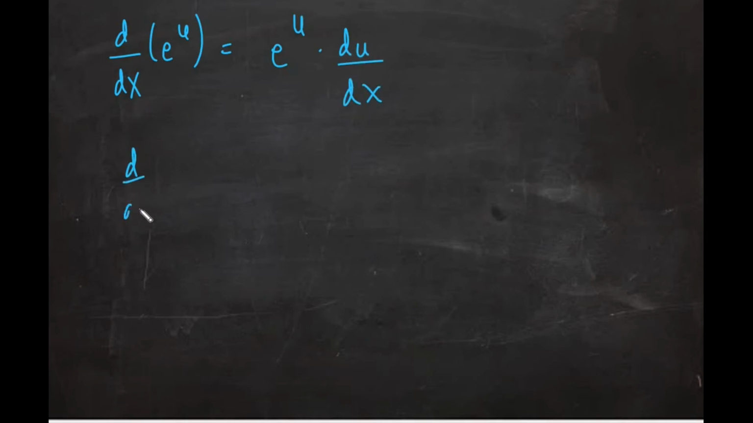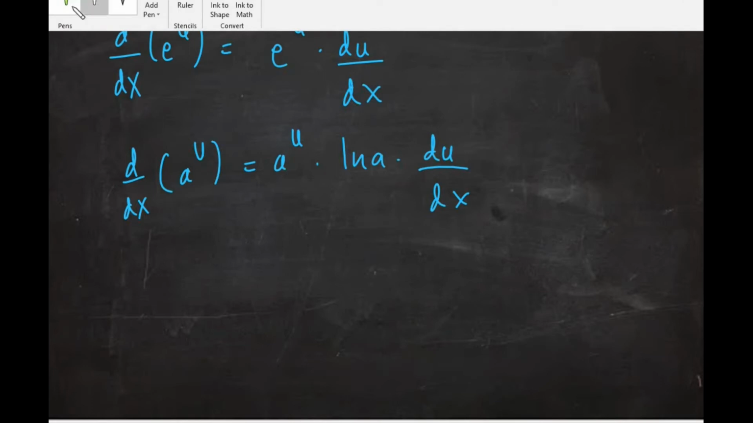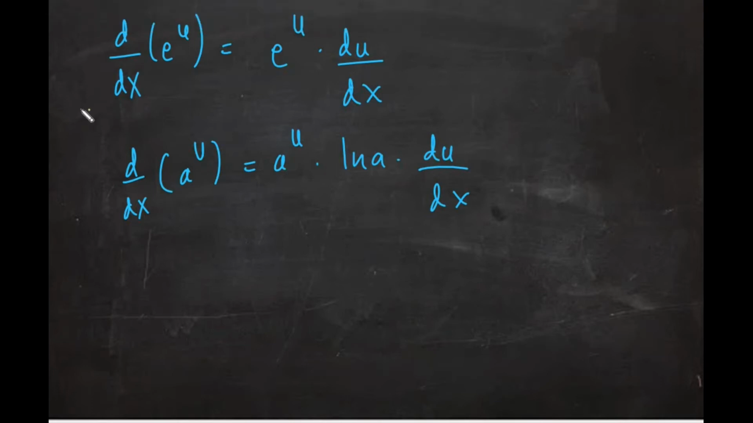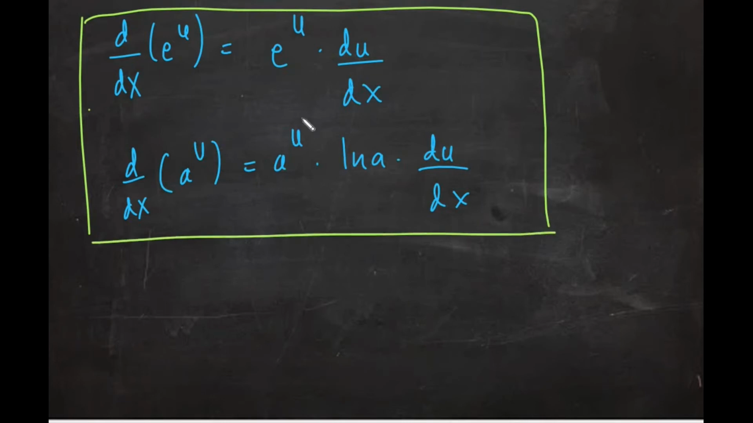Again, the derivative of a raised to u is equal to a raised to u times ln of a times the derivative of u with respect to x. And those are the two formulas, the two formulas that we would use in this topic. So let's go to our example problems.